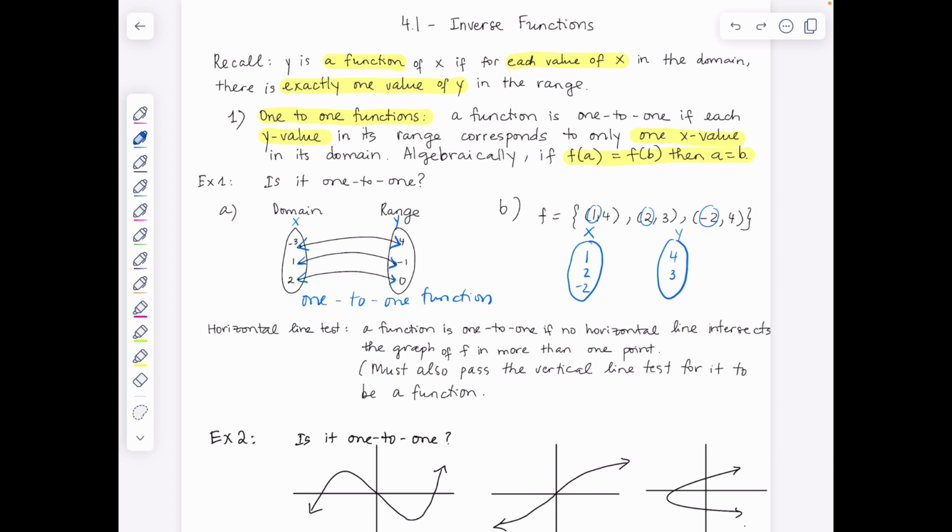So I see that in the first ordered pair, 1 maps to 4. Okay. In the second ordered pair, 2 maps to 3. So far, so good. In the third one, -2 also maps to 4. So even though this is a function, it is not a one-to-one function, because this y value has 2 different x values, 1 and -2. So we're going to put here it is a function, but not one-to-one.